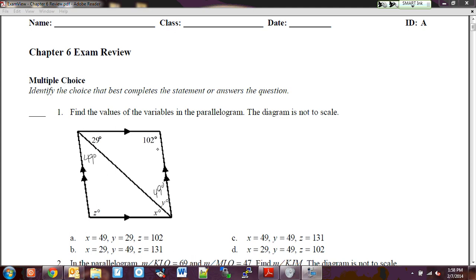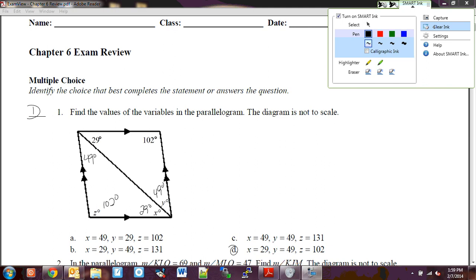Now, we also know that opposite angles are congruent as well. So we know that this is 102 degrees. And we also know that 29 and x are another pair of alternate interior angles. So we know that this has to be 29 as well. So x is 29, y is 49, z is 102. The answer is D. All right. So there's number 1. Let's go on to number 2.